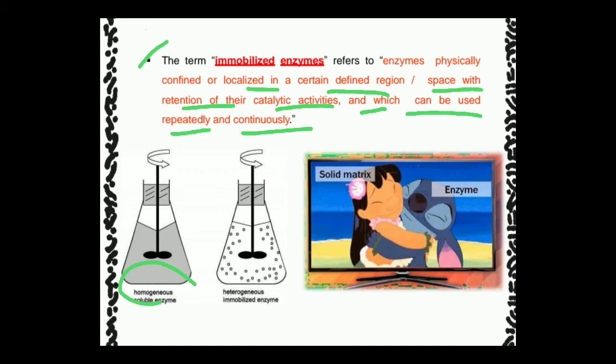This is a homogeneous soluble mixture solution, and this is a heterogeneous immobilized enzyme. You can see it is dispersed in the mixture, that is why it can be recovered later on. With the help of this cartoon, I have tried to explain the relationship between the enzyme and the solid matrix. They have an affinity towards each other.